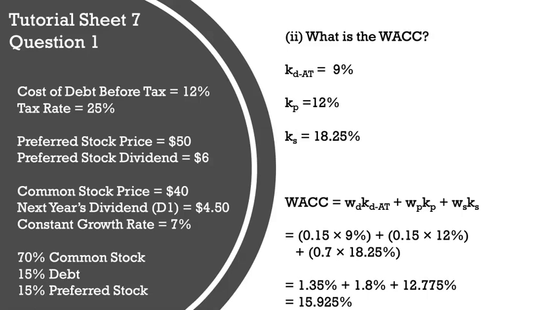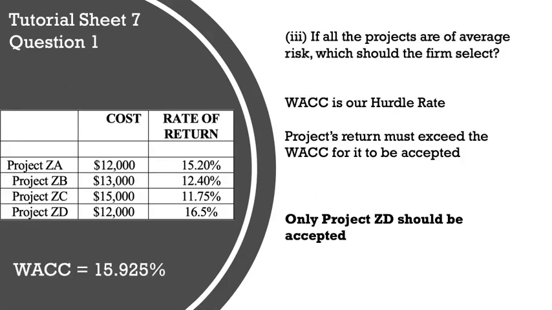The final part of the question asks, if all the projects are of average risk, which should the firm select? Now, important to remember, the WACC is our hurdle rate, right? So all projects must exceed the WACC before we can accept them, right? They must be able to climb over this hurdle rate. So the WACC is 15.925%. So let's look at the projects.